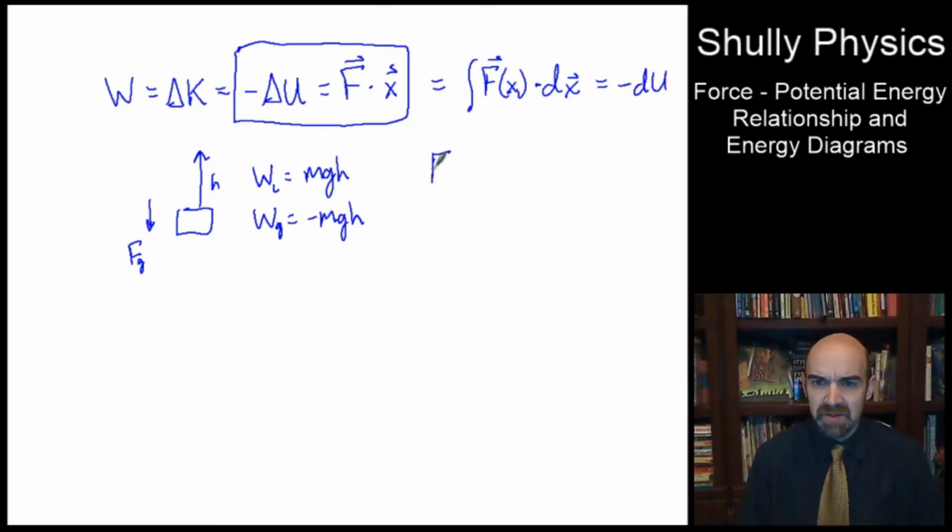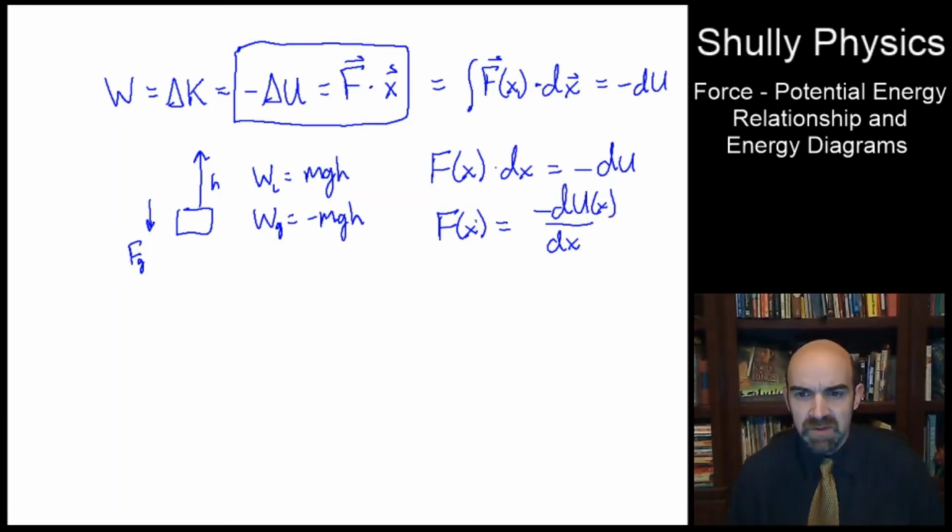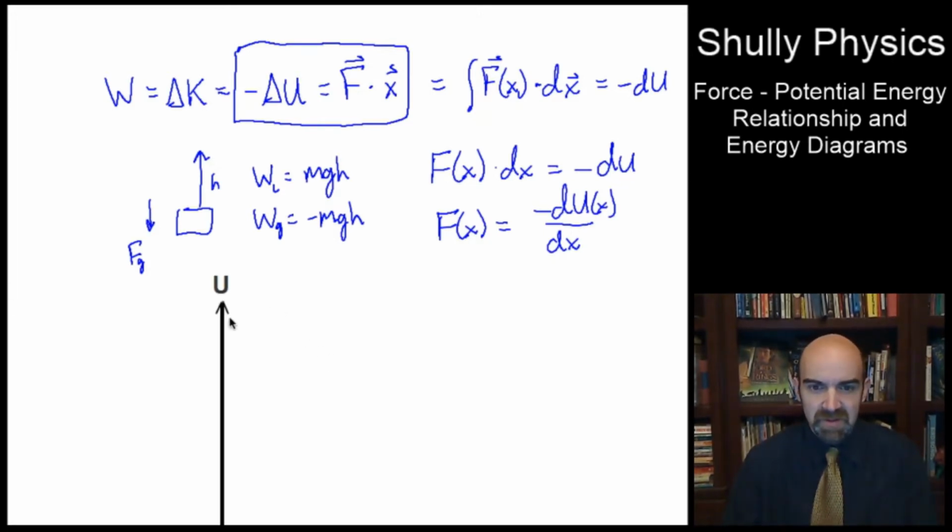And out of that, we get a relationship between force and potential energy that looks a little something like this. F of x, force as a function of position, equals negative dU over dx. And what is that? That's the derivative of U as a function of x with respect to x. The force is also the negative slope of the potential energy function with respect to x. What is that? Well, let's take a look at it on a graph.